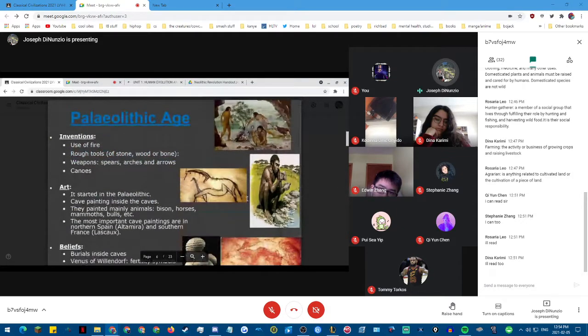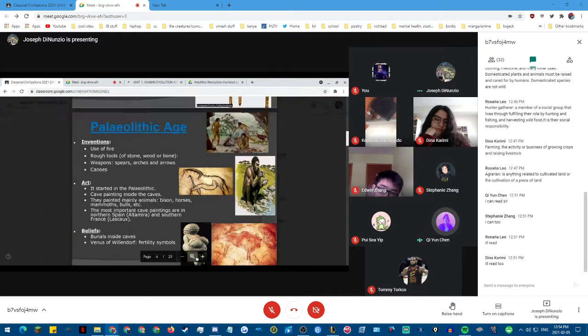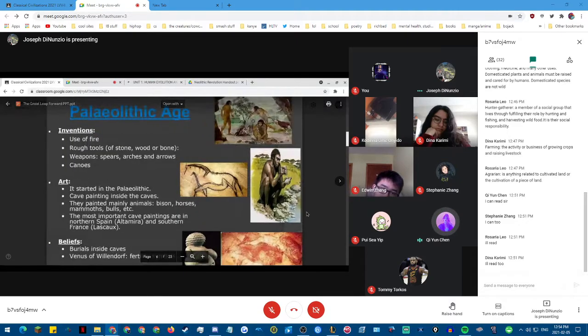So here's an important slide for you. The Paleolithic age explained: inventions, art, and beliefs. Please, Sabrina. Paleolithic age inventions: there was the use of fire, rough tools such as stone, wood, or bone, weapons, spears, archers, and arrows, and canoes. Art started during the Paleolithic, and there were cave paintings inside the caves. They painted mostly animals: bison, horses, mammoths, bulls, etc. The most important cave paintings are in northern Spain, Altamira, and southern France, Lascaux.